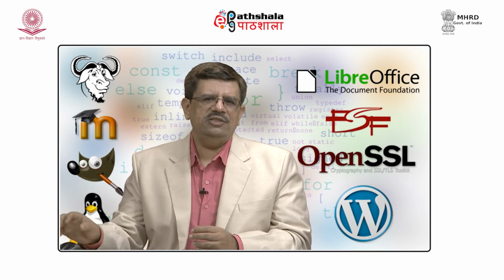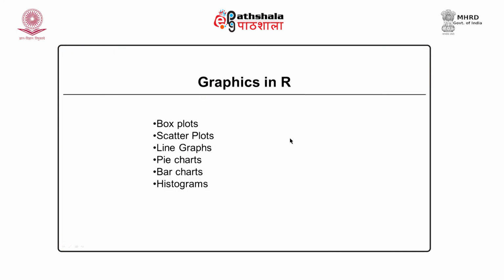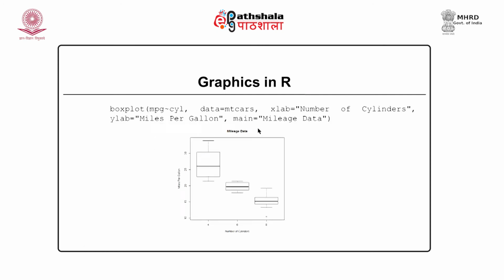So, as you can see on the screen, R can support box plots, scatter plots, line graphs, pie charts, bar charts, histograms, and many other charts. For each, there are different functions. For example, let us see how box plots can be created.